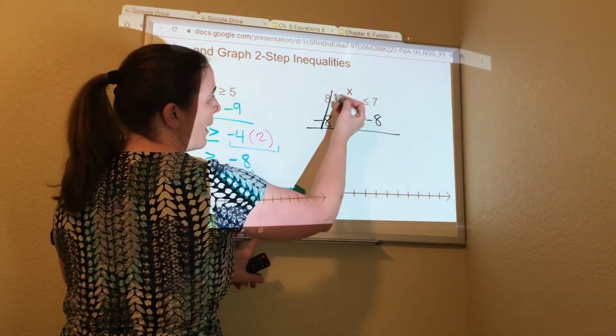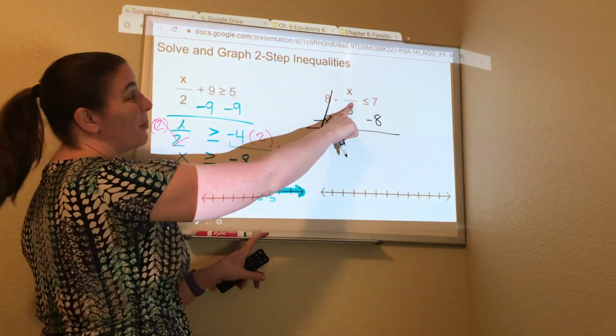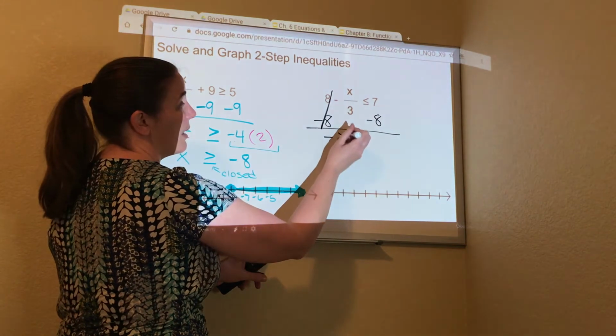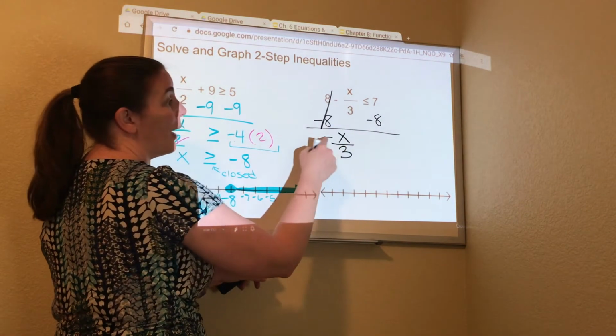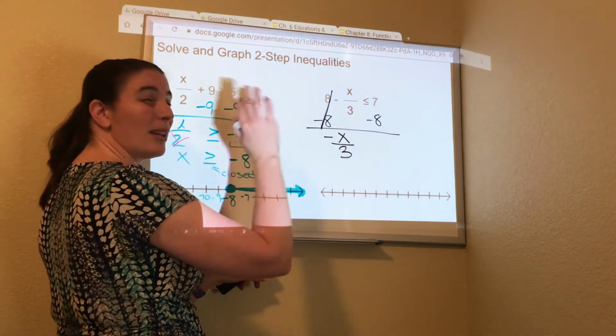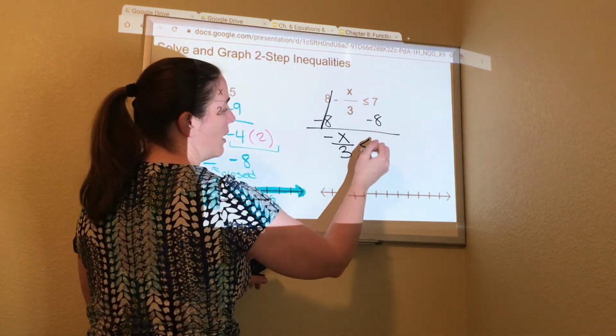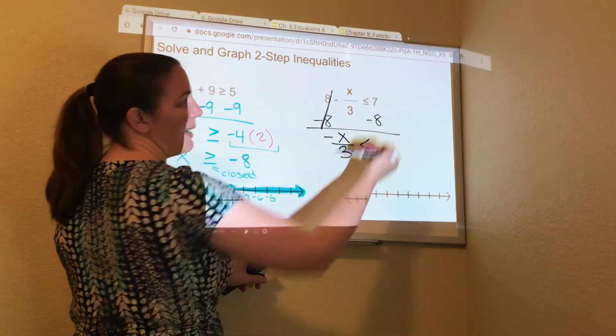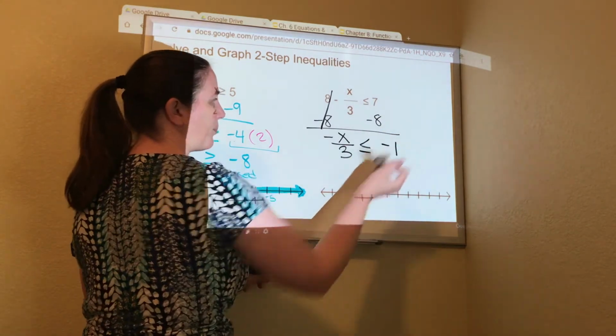These 8s will go away. Keep this sign here because it belongs to it. So I have a negative x over 3, or I could put the negative on the 3. It doesn't matter. It's just like this one number is negative right now. Okay, is less than or equal to 7 minus 8, which is negative 1.